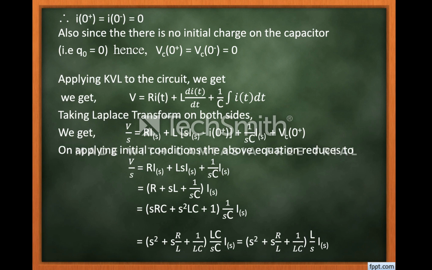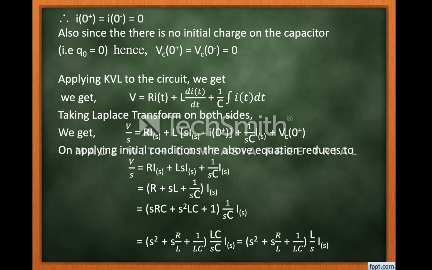Now applying KVL to the circuit, we get the voltage applied, that is the source voltage, equal to the sum of the voltage drops across the resistor, inductor and capacitor. According to that, you will get Ri, which is Ohm's law, and L di by dt. Whenever there is a change in current, a voltage is developed across the inductor according to Faraday's law of electromagnetic induction. The capacitor voltage will be equal to 1 by C integral of i of t dt.